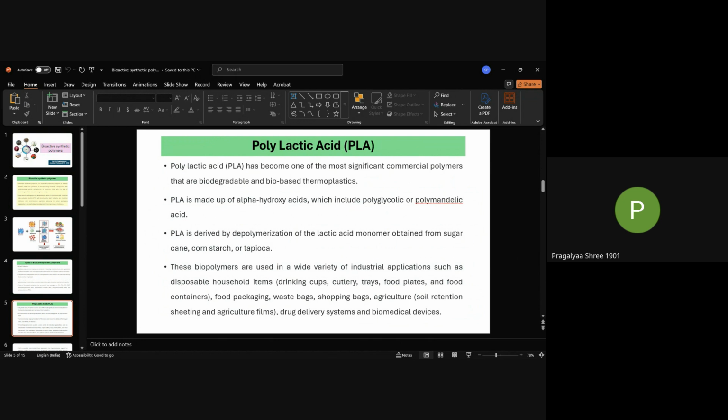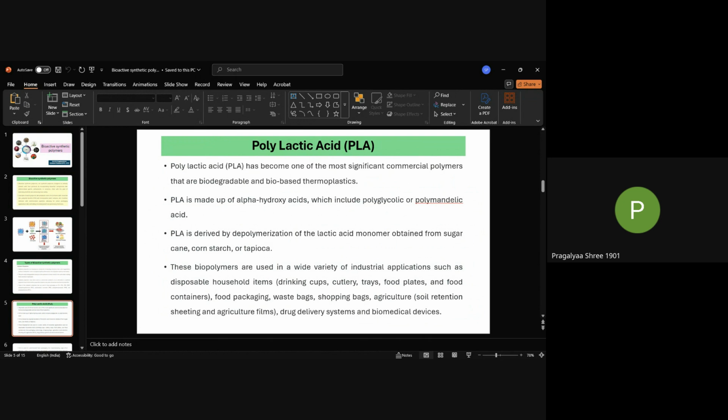So I told you already that these are called biopolymers. So biopolymers are nothing but what? They are synthetic polymers, but some amount of biological material will be there in this case. So here they are obtained by the depolymerization of lactic acid monomer obtained from sugar cane, cornstarch, and tapioca. The sugar cane, cornstarch, and tapioca contain more starch molecules, and they undergo depolymerization. They form lactic acid, and this lactic acid is the basis for the PLA.